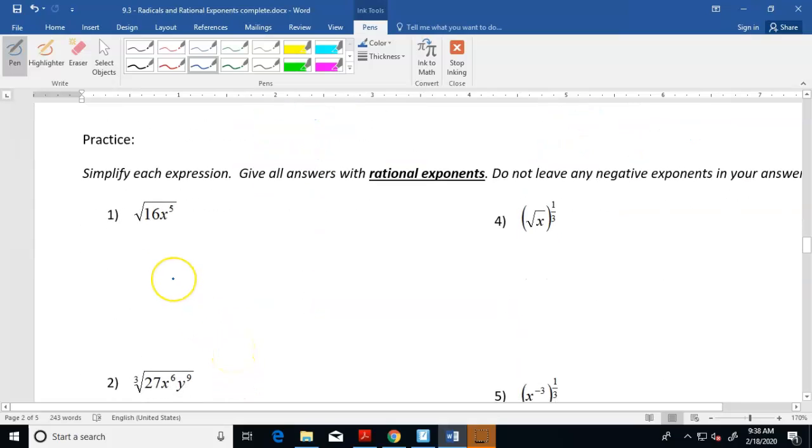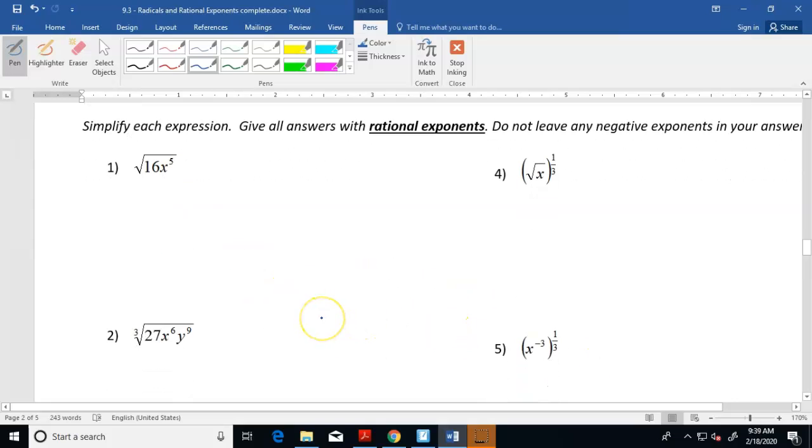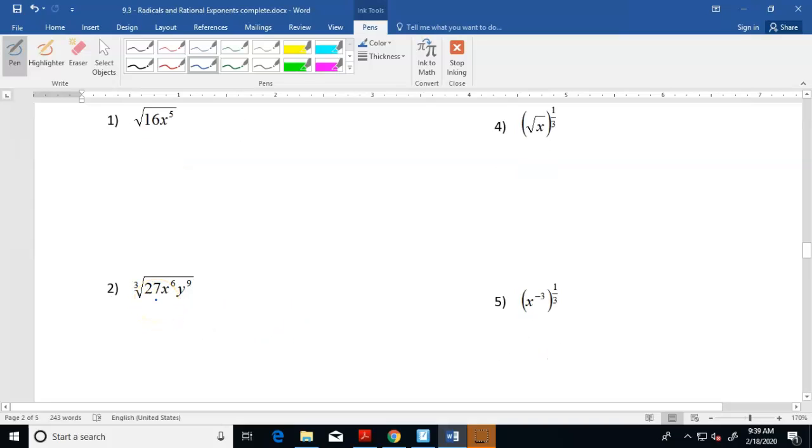All right, so let's look. I'm going to pick just a few of these practice problems for us to do together. Okay, let's look at number 2. The first thing we're going to do is look at that root and see if we can take the root. Cube root of 27.